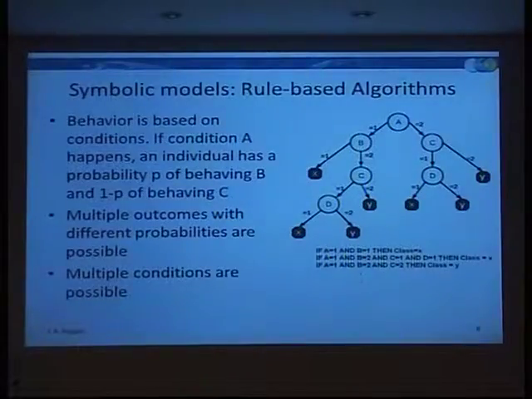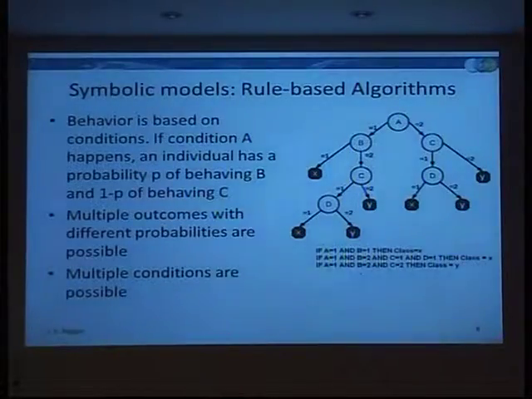Another way to try to model these types of decision making is to use rule-based algorithms. Agent-based models are very nice and very easy to use for this type of model, because you behave according to certain conditions, so you basically have if-then rules, and you can have conditional conditions. So if A happens and B happens, then I behave C. But if A or B happens, then I behave D. And you have a probability. You also have probabilities of behavior based on the inputs that the environment is giving to you.